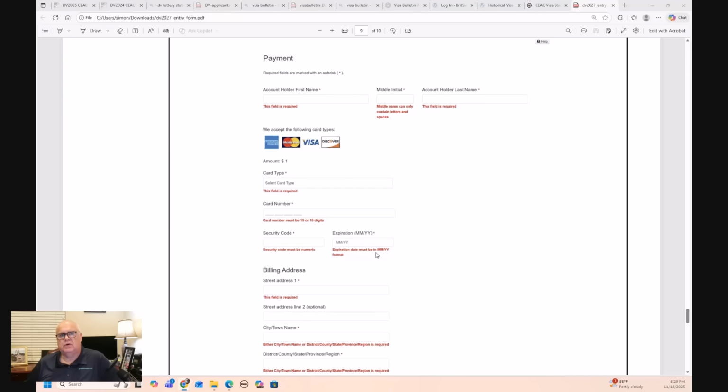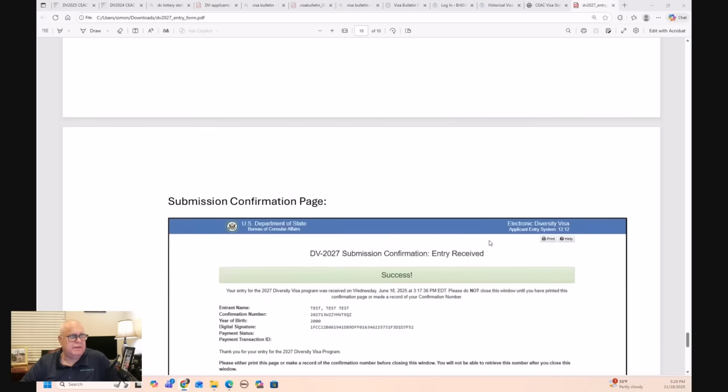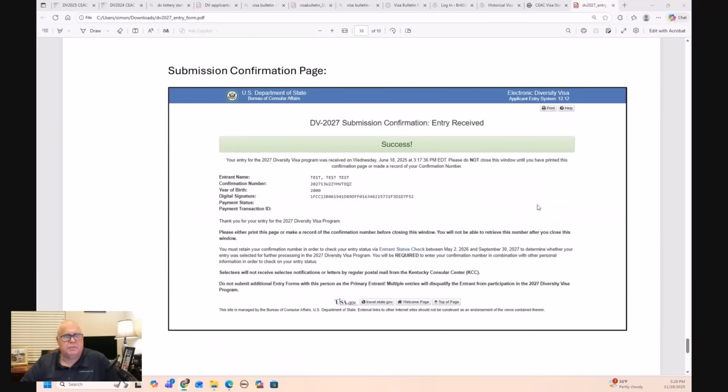Okay, so I'll give you more details about that when we get nearer the entry period and when we've got some of these instructions officially announced. Okay, and then that's it. Then there's a confirmation page, which is similar to previous years' confirmation page, although this one has been mocked up with 2027 information on there. It does mention the entry status check dates from May the 2nd, 2026. I think it's very likely, in fact almost certain, that date will actually be moved because of the delayed entry period. There is a specific reason why I'm saying that.